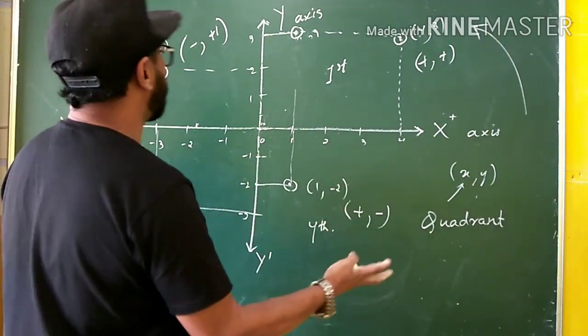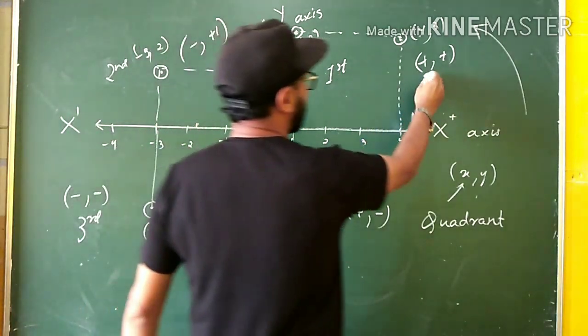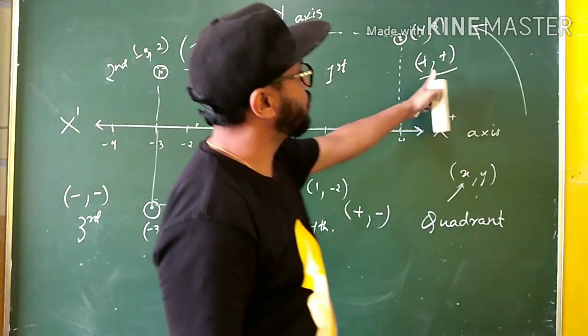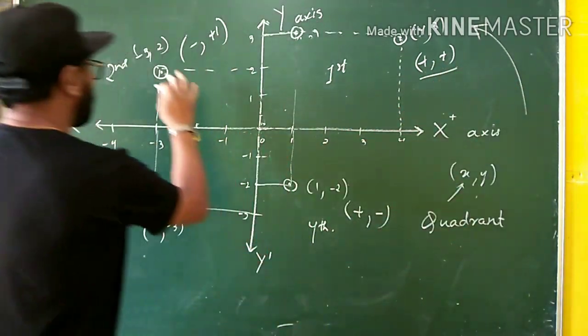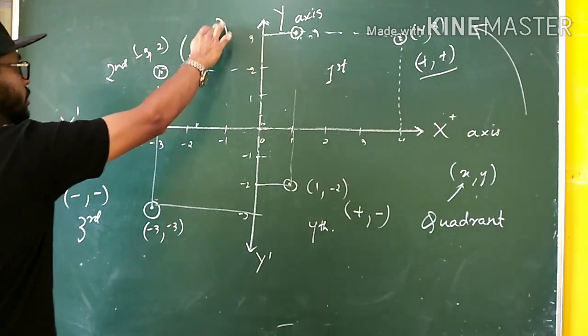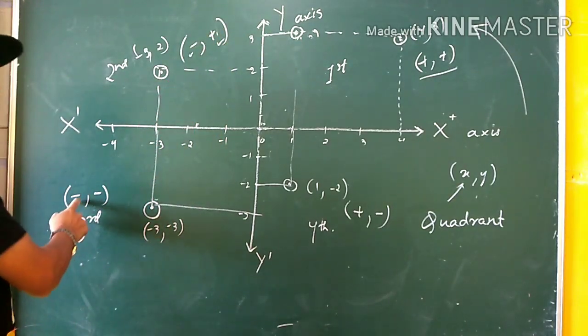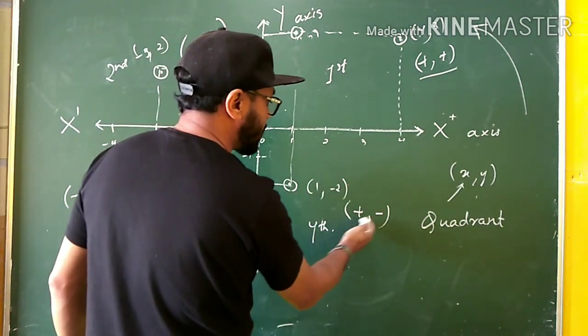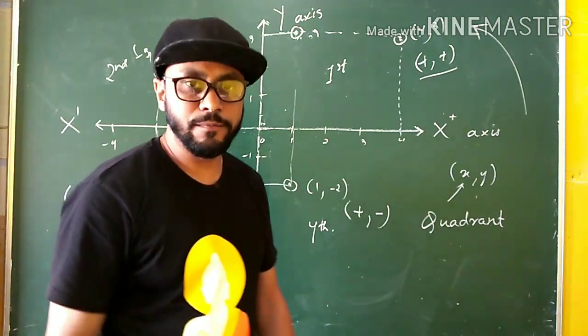Okay. Now, what we can say here is in the first quadrant, both the values of x and y are positive. Both abscissa and ordinate are positive. Now, in the second quadrant, x is negative, y is positive. In the third quadrant, both the values of x and y are negative, and in this quadrant, x is positive and y is negative.